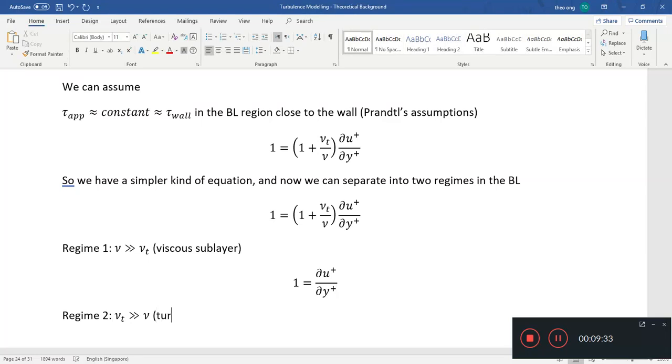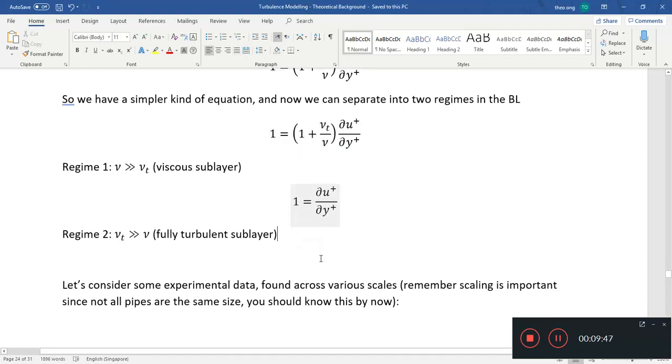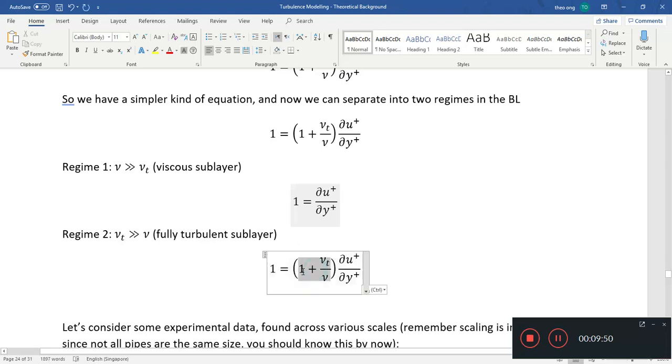This is what we call the fully turbulent sublayer. For this one, we will be able to put this here, and we'll take out the 1, where nu t is much greater than nu, so that this highlighted value nu t over nu is much greater than 1. So we will have some form of equation like so. The problem, of course, is now how do we determine this nu t value?